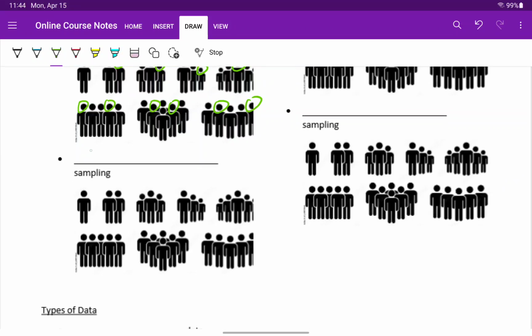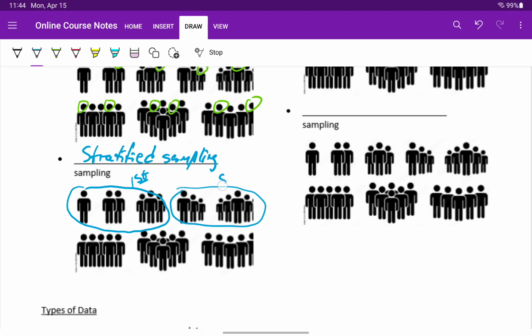We also have stratified sampling. In stratified sampling, we split people into groups. So for instance, if this first cluster of people, we organize them so that those were all of our first year students. Created another group that had all of our sophomore students, juniors, and then a last group consisting of all seniors.